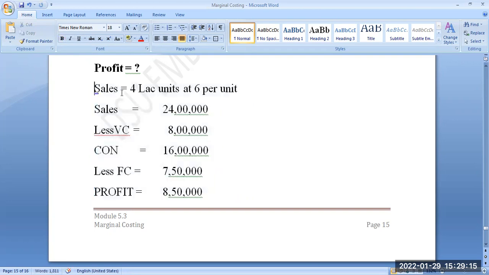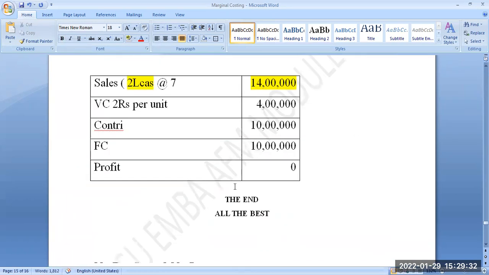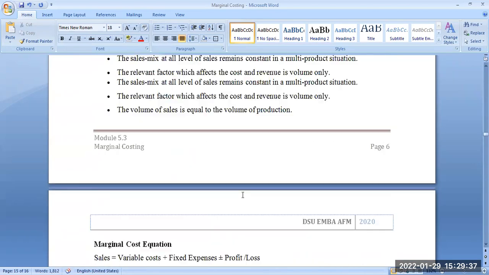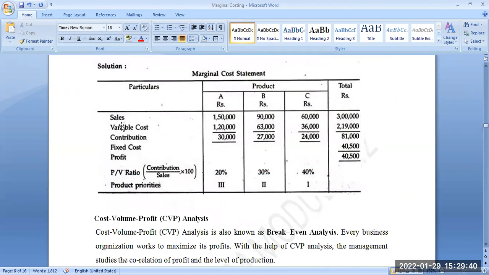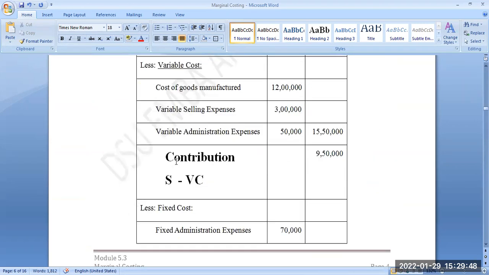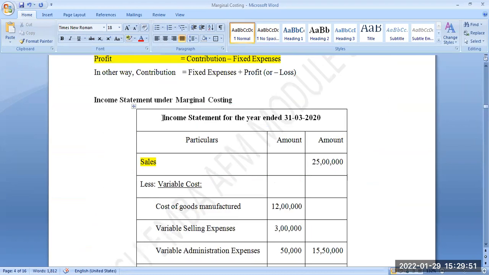Now you want to calculate the profit of a company. This is called a statement of profit. Sales minus variable cost is equal to contribution. That minus fixed cost is equal to profit. This is what we thought of doing today under marginal costing. This is what we call the statement of profit, the income statement under costing.